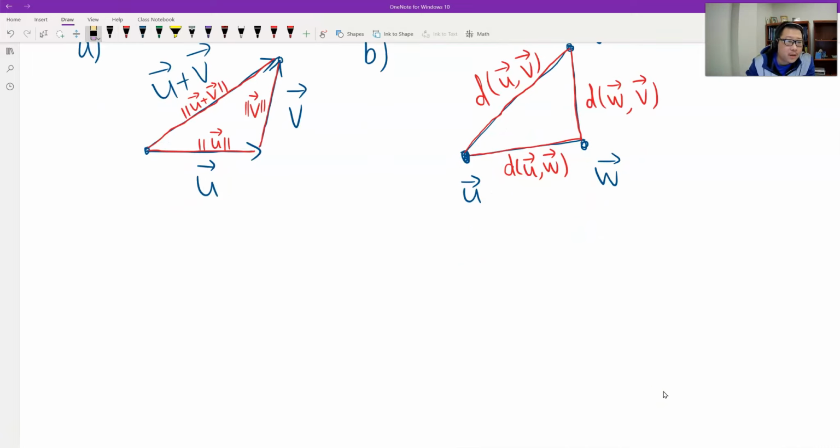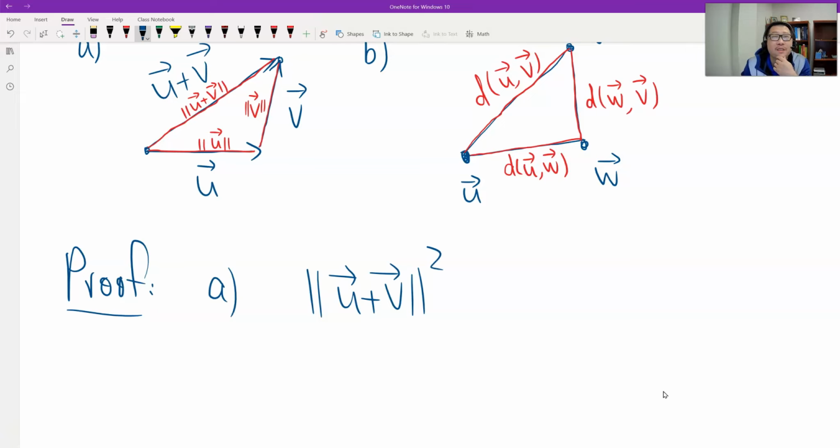For A, we just do calculation. So let me start from here. I directly work on the norm of the sum. The norm of the sum is not easy to work on. Let me square first. Is that okay? So let's square.